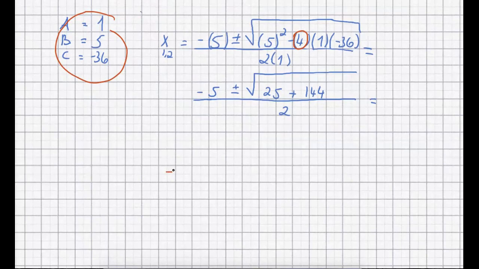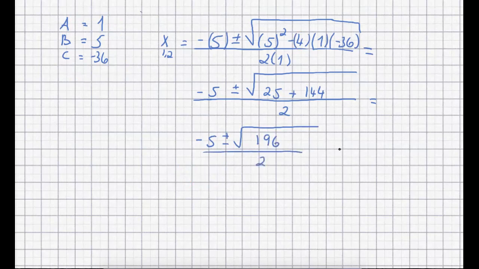So let me make it clear. It's minus 4AC, right? Right. So this is minus 4 times AC. It doesn't really matter how you look at it, minus 4 times AC or minus 4 times AC. It's the same thing. Okay. All right. So this is minus 5 plus minus, then 196, and then divided by 2.